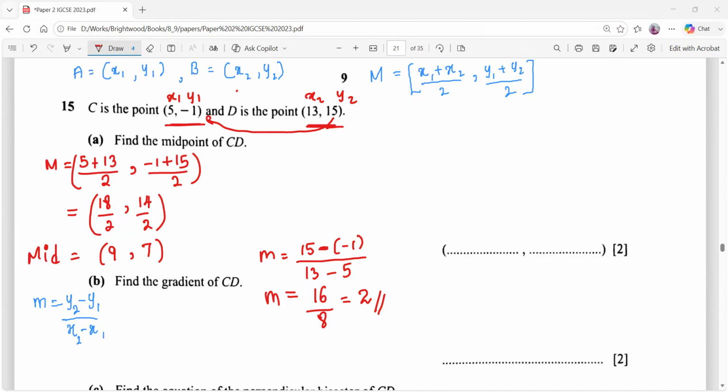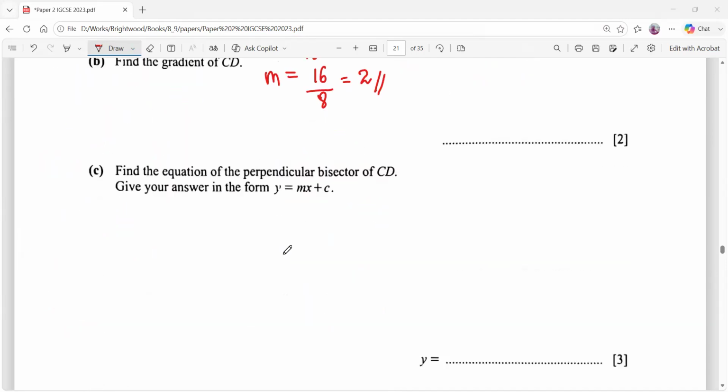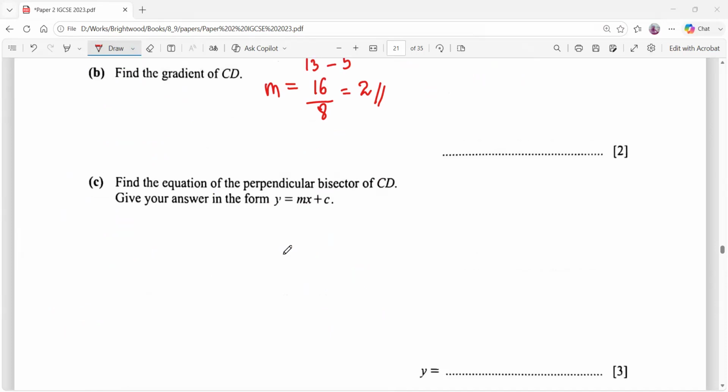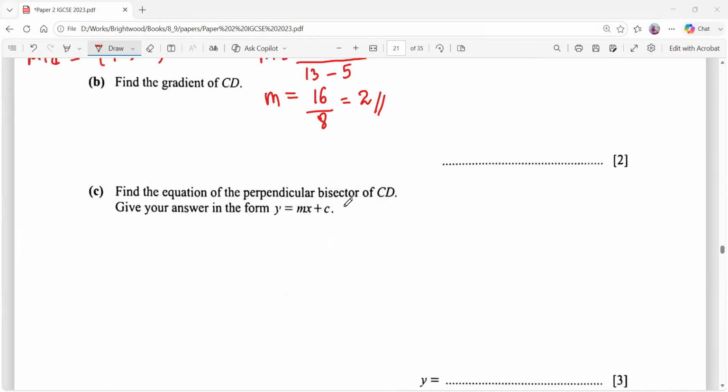Yes, I will erase this. So the addition of the x coordinates divided by 2 and the addition of the y coordinates divided by 2 gives you the midpoint. Now find the equation of the perpendicular bisector of CD.